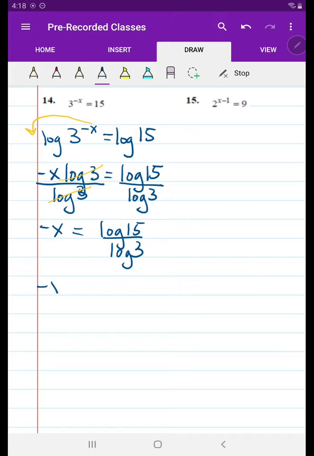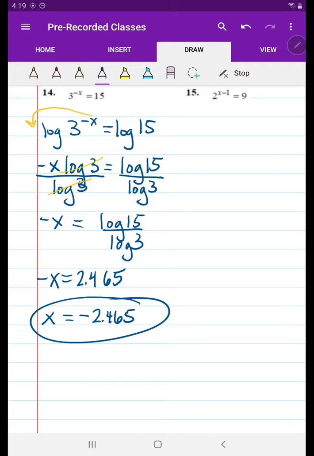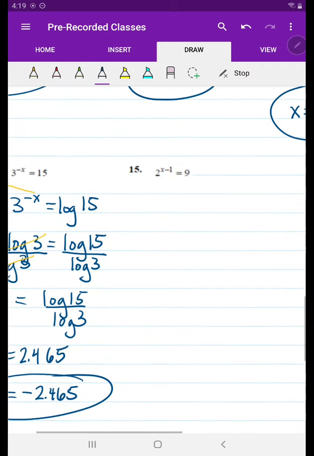So let's punch that into our calculator. So log 15, close your parentheses, divided by log 3, close the parentheses. And if we round that to 3 decimal places, we'll get 2.465. And so this is a negative x. I really want a positive x. So I would just multiply both sides by negative 1. So then I would get positive x equals a negative 2.465. So that's my answer there. So that's looking good.